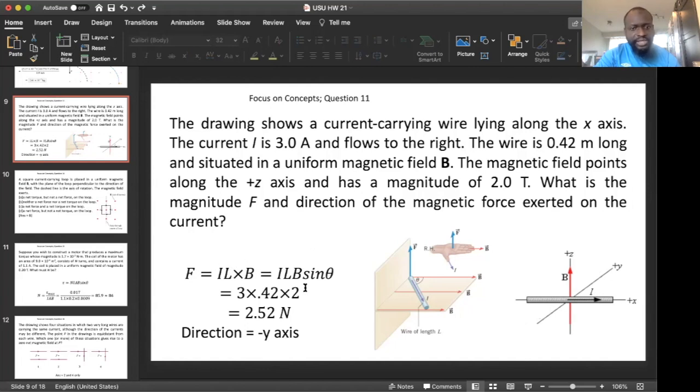How do I calculate the force? I cross B gives ILB sine theta. They are mutually perpendicular since no angle is given, so it's just ILB. I is given to be 3 amperes, L is 0.42 meters, B is 2 Tesla. You just multiply those and you get 2.52 newtons for the force, and the direction is I cross B. For the current and the magnetic field, we don't care about the charge. For a charge, if it's positive, it goes in the direction of v cross B; if it's negative, it goes in the opposite direction. If it's a current, it just goes in the direction of I cross B, no going in the opposite direction. Okay, that's focus on concept question 11.